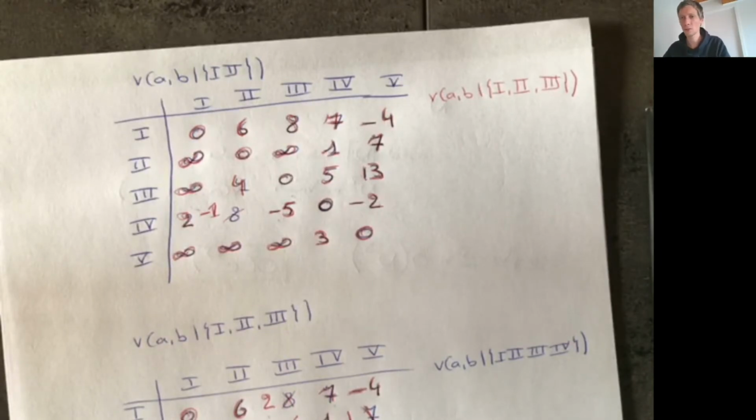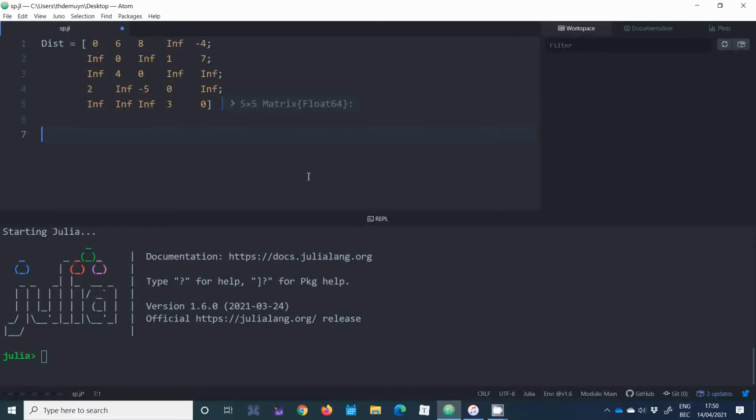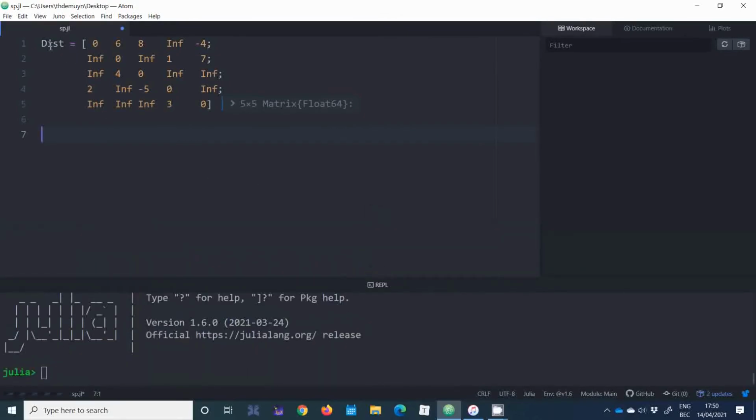So normally we solve these kind of problems by using a computer. So let me show you how to write such kind of code in a computer program. Okay, so here we're in Julia. What I've done so far is I already wrote down our initial distance matrix, right? So this is the first table that we have seen. Distance from node 1 to node 1 is 0, from node 1 to node 2 is 6, and so on, and we have infinities if there's no direct connection.